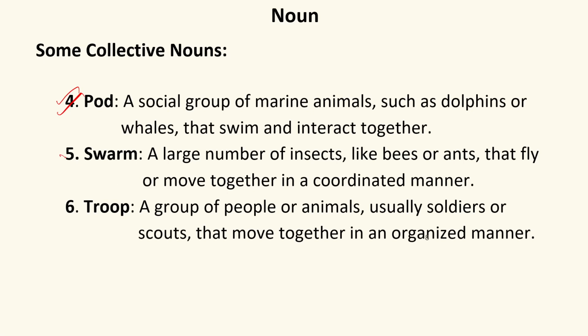Then we have the word swarm. Swarm is again a collective noun, a large number of insects. You must have heard the word swarm of bees. So these bees are actually the insects, and the collection of these bees is known as swarm. Then we have troop. Troop of soldiers, troop of people or animals, usually soldiers or scouts that move together in an organized manner. That is called troop.